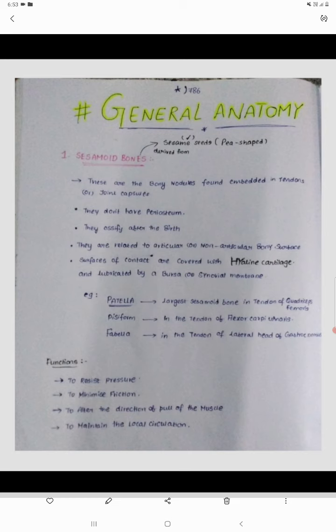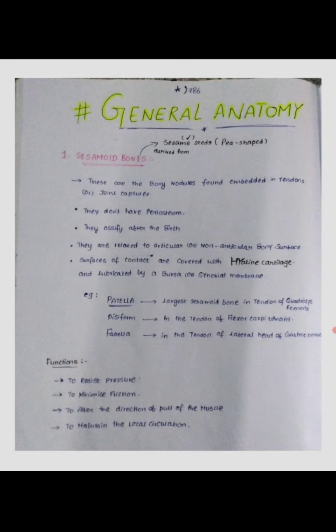Coming to the examples, the patella is very important. The patella is the largest sesamoid bone in our body, and we already discussed that sesamoid bones are all embedded in the tendons of muscles. So it is embedded in the tendon of quadriceps femoris. The pisiform bone is also an example of a sesamoid bone, embedded in the tendon of flexor carpi ulnaris. The fabella is another, embedded in the tendon of the lateral head of the gastrocnemius. The gastrocnemius muscle normally consists of two heads, medial and lateral, and the fabella will be embedded in the lateral head of the gastrocnemius.